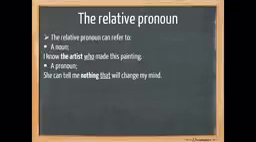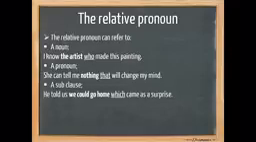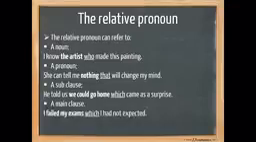She can tell me nothing that will change my mind. That is the relative pronoun. Nothing is the pronoun. A subclause? He told us we could go home, which came as a surprise. Which here is the relative pronoun, and we could go home is a subclause. And a main clause. I failed my exams, which I had not expected. Which here is the relative pronoun, and I failed my exams is the main clause. Remember, a subclause is a clause that cannot stand on its own.